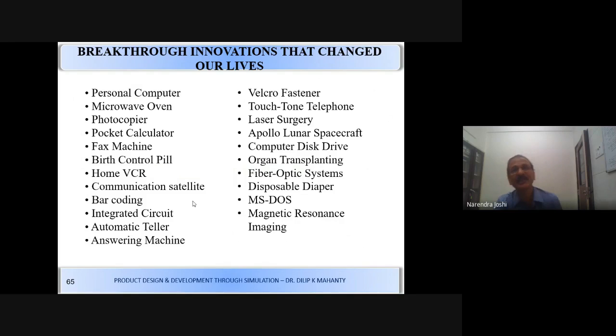Breakthrough innovations that change our lives. If you look at this, I should say a lot of things have been done by Indians in this country as well as implemented. For example, if you look at different aspects, communication satellites, India is now launching satellites. India is one of the major players.